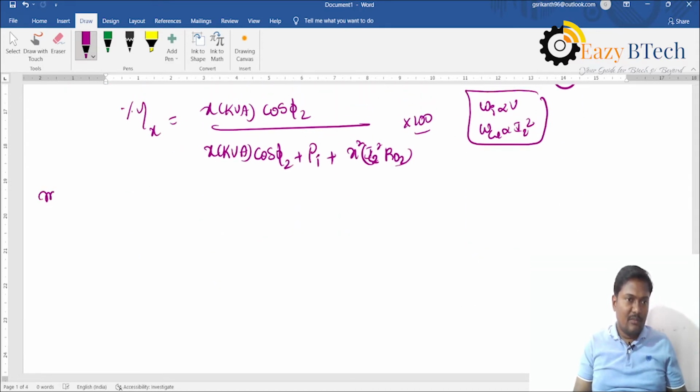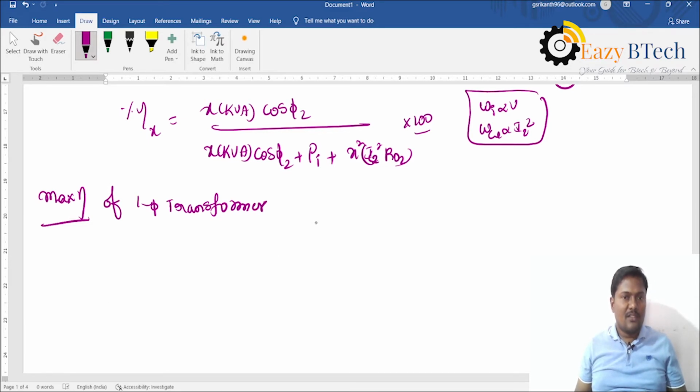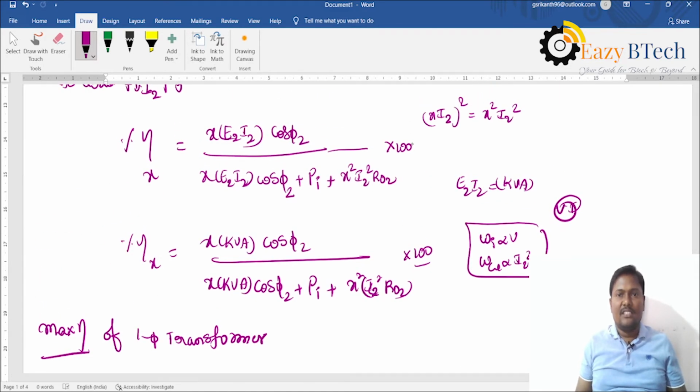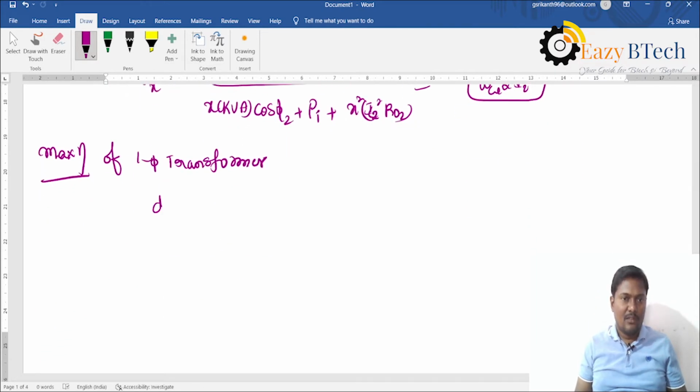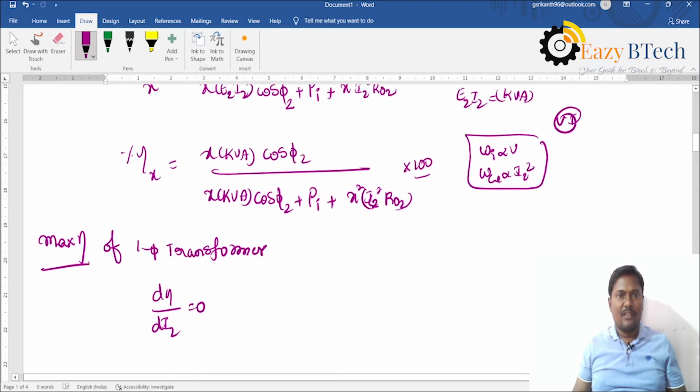So in order to get the maximum efficiency of single phase transformer, differentiate this equation with respect to the variable. What is the variable in this part? Power factor as well as the load current. Differentiate this equation with respect to I2 and make it equal to 0, then you will get the maximum efficiency of single phase transformer.